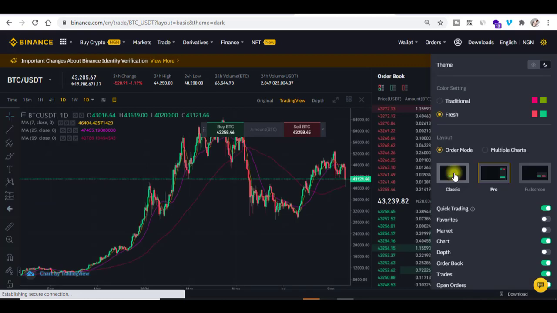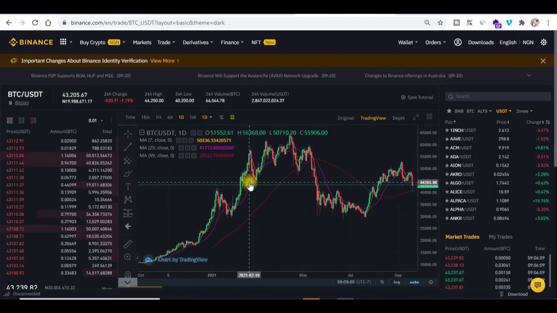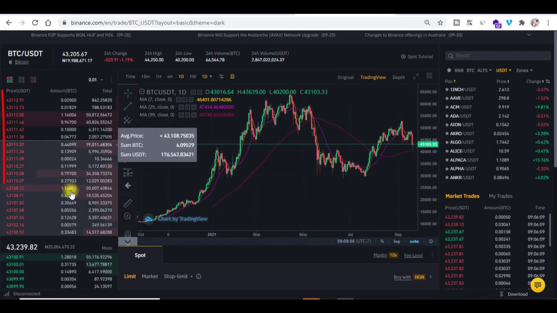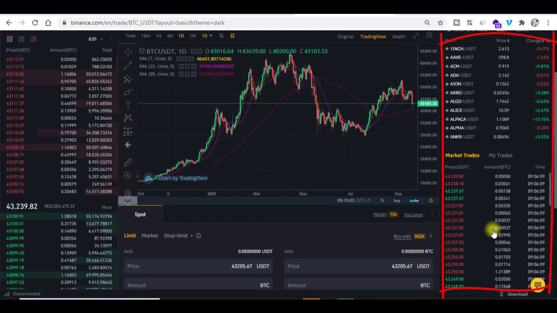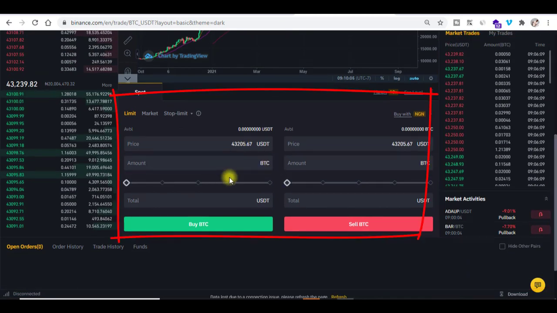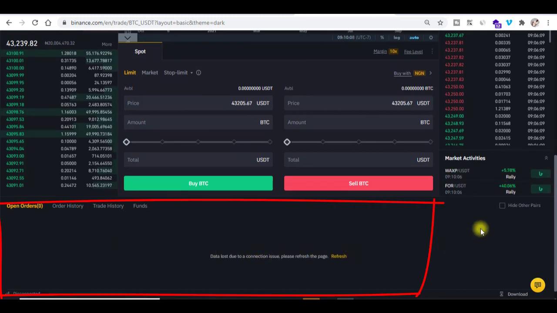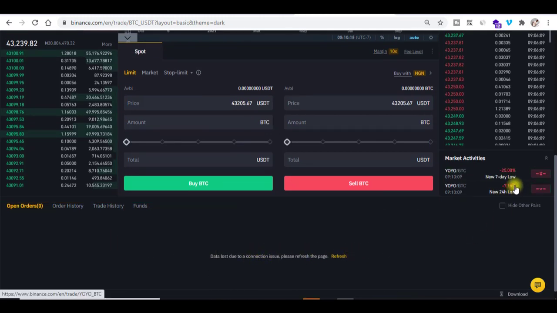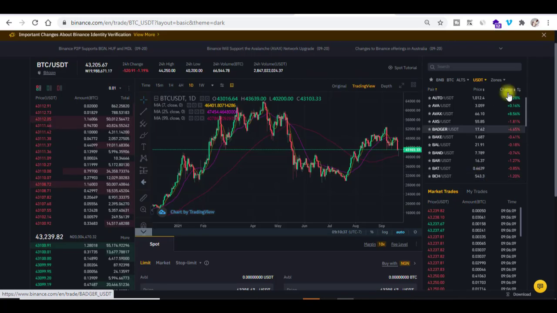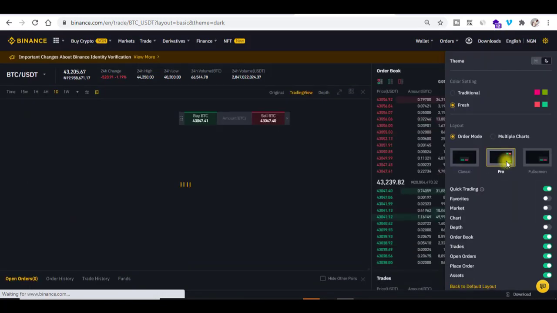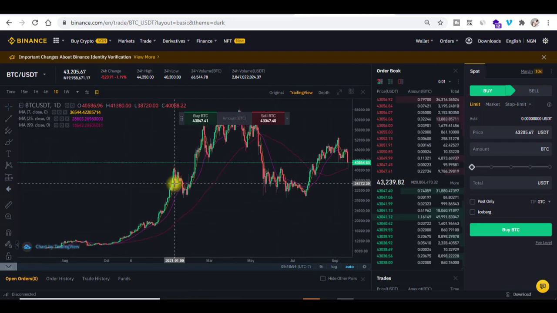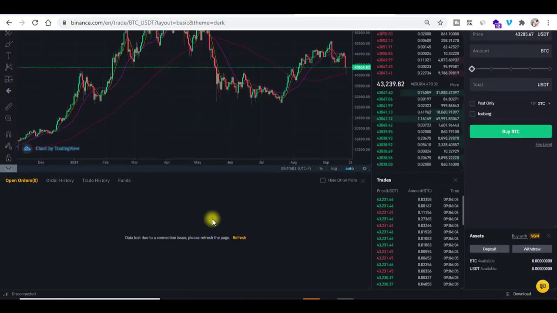That was labeled on the homepage. By choosing the Classic, as you can see, the chart is in the middle of the window, the order book on the left, and the pairs and the market trades here on the right. You can place buy or sell orders here below the chart, and you can manage your trades here below everything. And by choosing Pro or Advanced Layout, you see that the chart is on the left, and below that you can manage your trades.